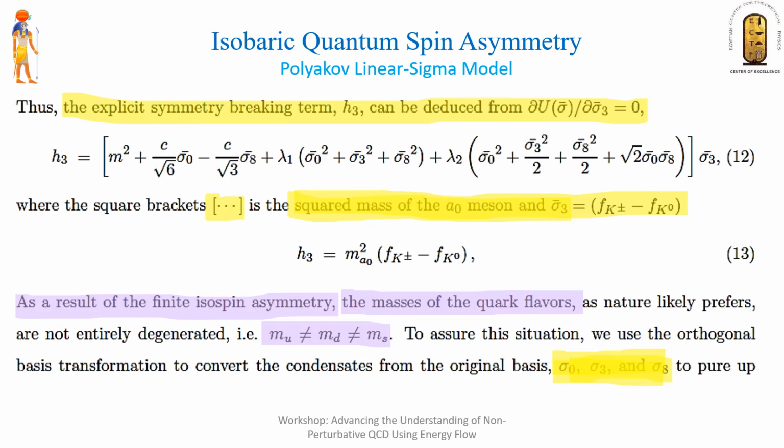As a result of the finite isospin symmetry breaking, the masses of the quark flavors are not entirely degenerate. Therefore, we expect that the masses of up and down quarks and mesons are distinguishable.